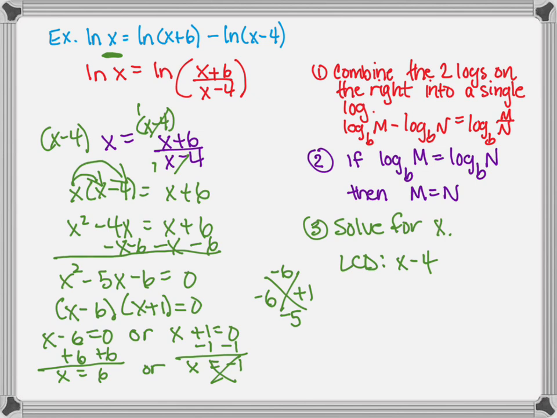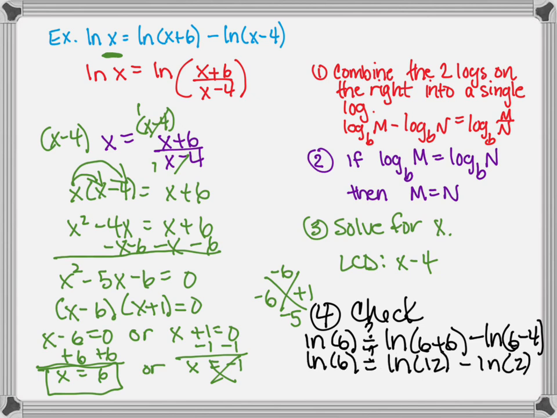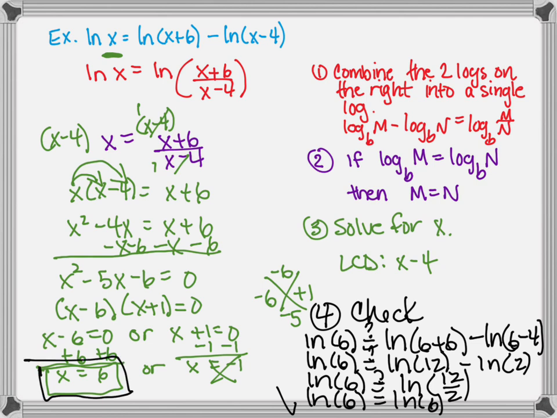So right now, our only real potential solution is x equals 6. We're still going to check this in the original equation. So the natural log of 6, does that equal the natural log of 6 plus 6 minus the natural log of 6 minus 4? The natural log of 6, does that equal the natural log of 12 minus the natural log of 2? The natural log of 6, does that equal the natural log of 12 divided by 2? Yes, the natural log of 6 does equal the natural log of 6 because we're dividing. So x equals 6 is my solution, and I can write it as a solution set, or I can write x equals 6.